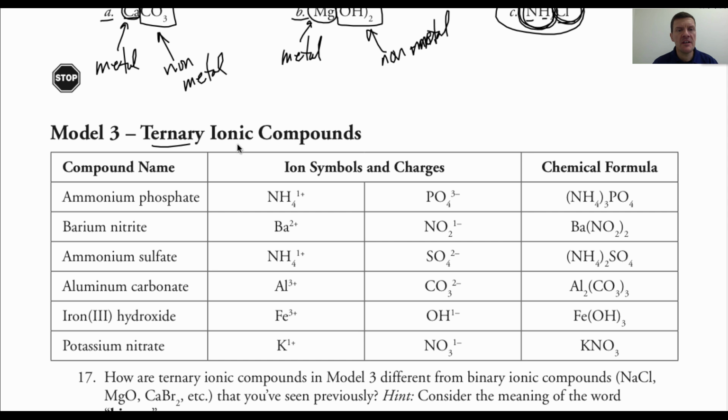Model 3, ternary ionic compounds. What does that mean? Well, if you look at the prefix here, that basically means 3 or more parts. All right, 3 or more, maybe 3 or more elements involved. So ternary ionic compounds are going to have multiple parts involved here.